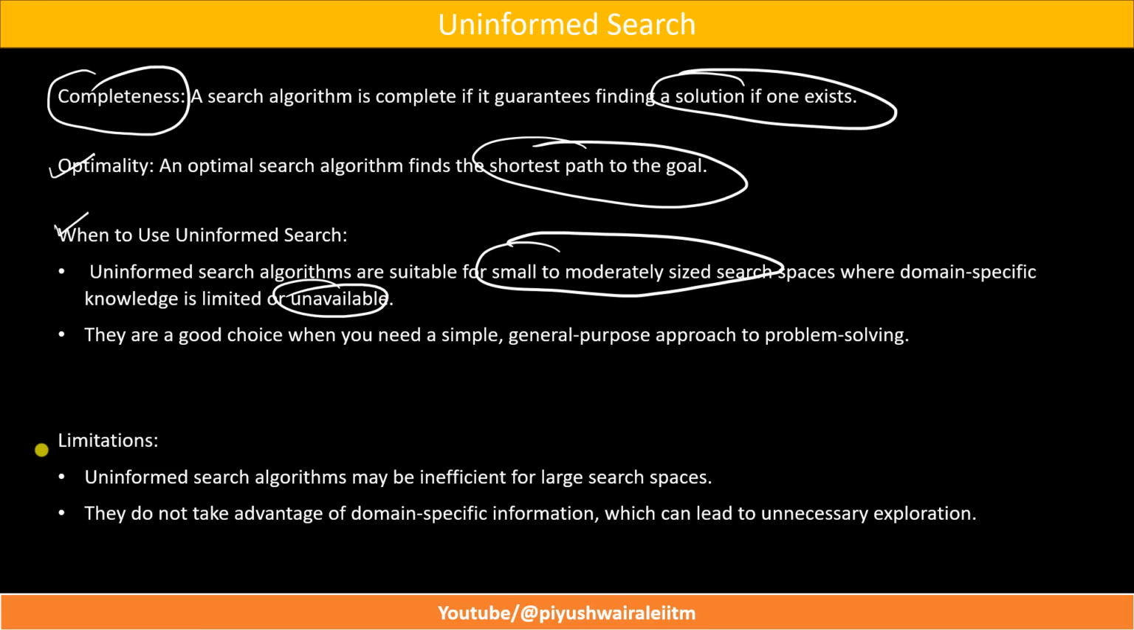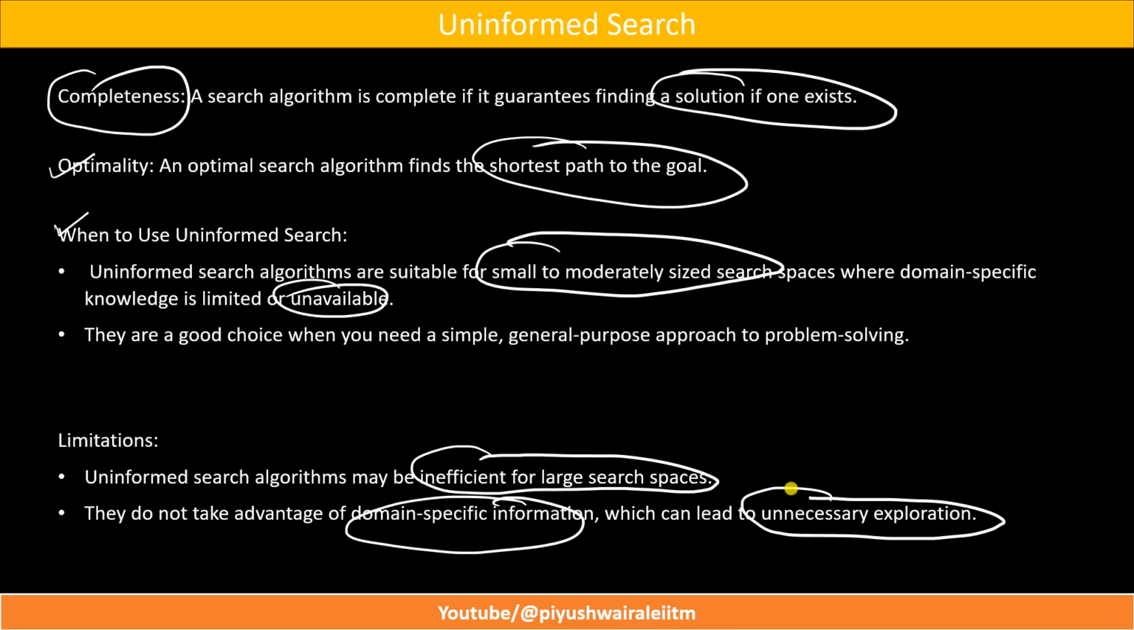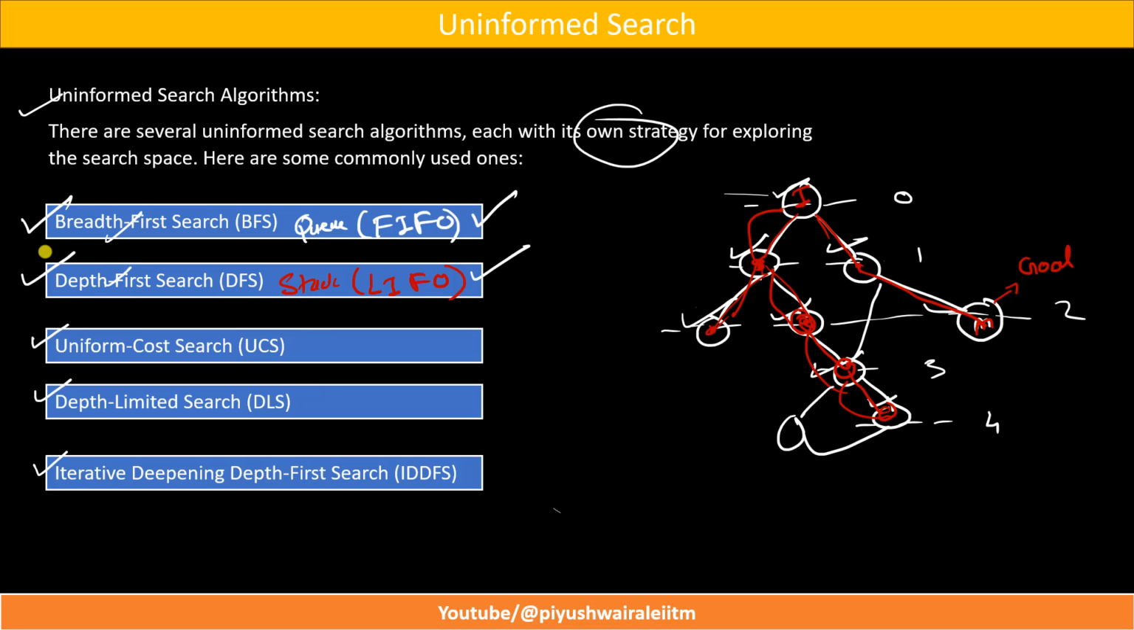So what are the limitations of uninformed search? Uninformed search algorithms may be inefficient for large search spaces, as I discussed. They don't take advantage of domain-specific information, which can lead to unnecessary exploration. Since we don't have any information about a specific domain or problem, we unnecessarily go to a particular depth and then have to backtrack. So it is time consuming. These are a few limitations of uninformed search. Don't worry, we'll explain each and every algorithm in detail in upcoming videos.